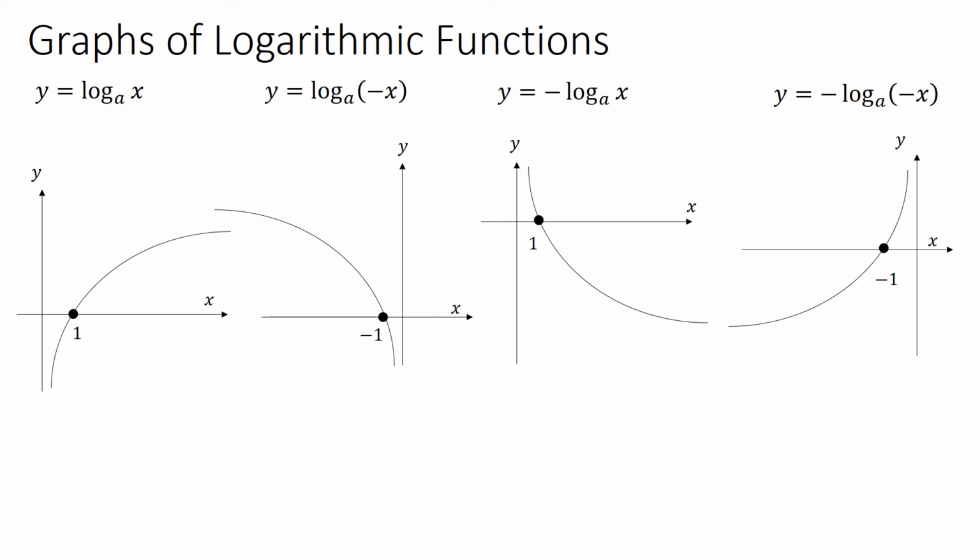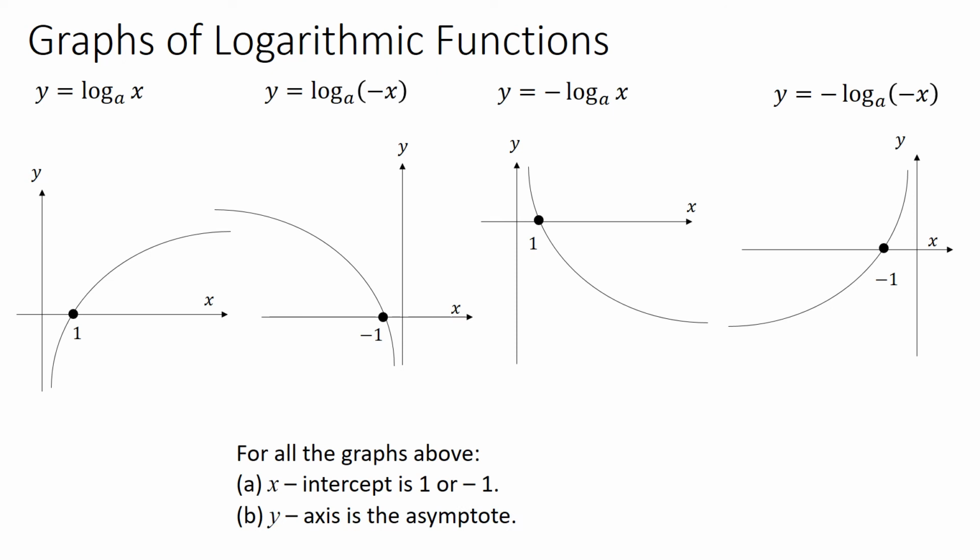So if you look at it, it's also a reflection of the third graph along the y-axis, which means that the negative x becomes positive x, and the positive x becomes negative x. So what you need to do is similar to the exponential functions. You have to memorize the graphs of these basic logarithmic functions before you answer the question. From all the graphs above, we can see that the x-intercept is either 1 or -1. And the y-axis is the asymptote.